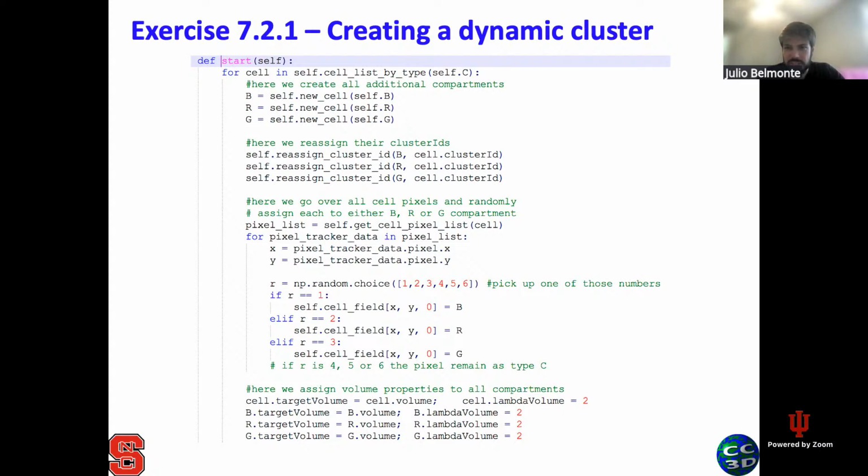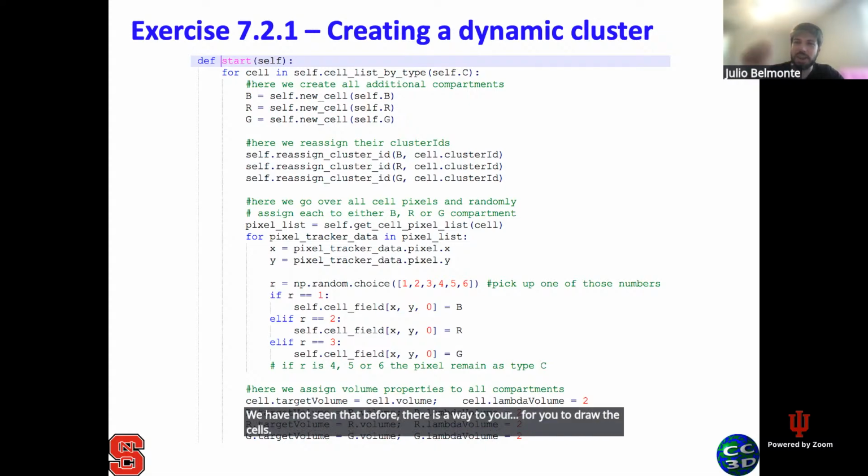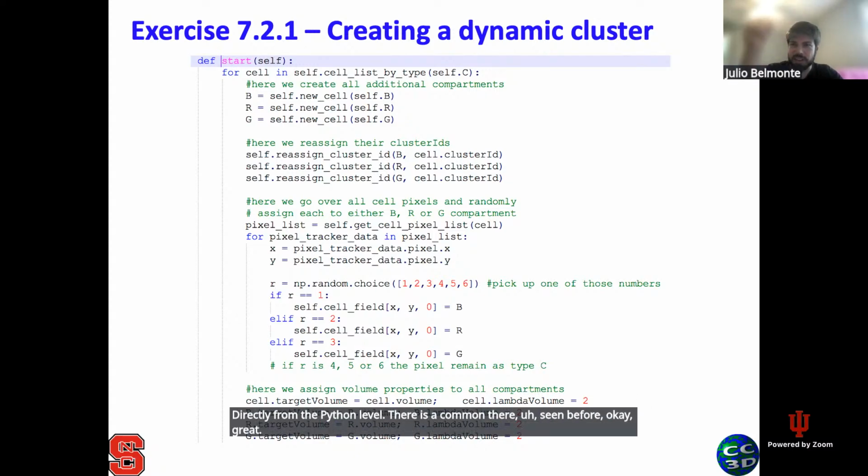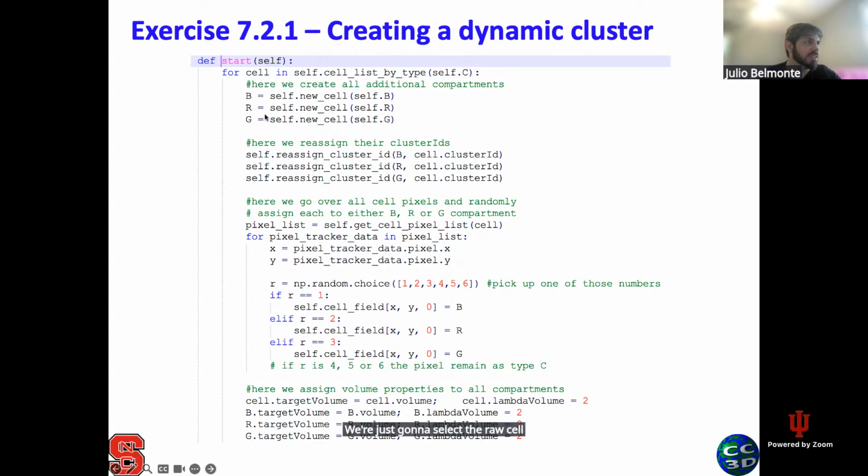Well, I have not seen that before. There is a way for you to draw the cells directly from the Python level. There is a command there, seen before. Okay, great. Where you can just select draw cell, create new cell, and then you have this. You first create the cell. So this is the command that actually creates the cell object, but you still have to place the pixels of the cell to draw the cells in the lattice, right?